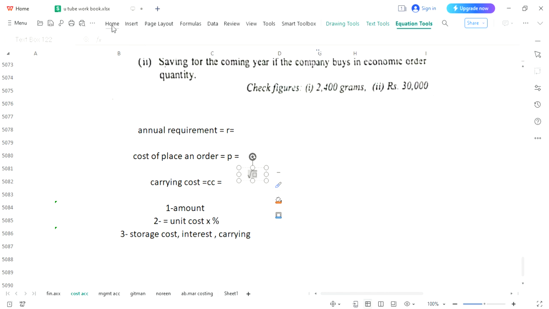So let's settle it with a better font size. I think 18 would be great. So the formula is, you will write 2 and it would be multiplied with R, again multiplied with P. You will close your bracket and divide with CC. So this way you will complete your formula.